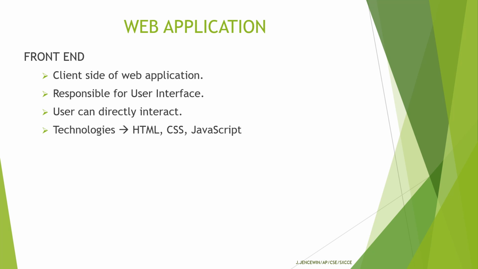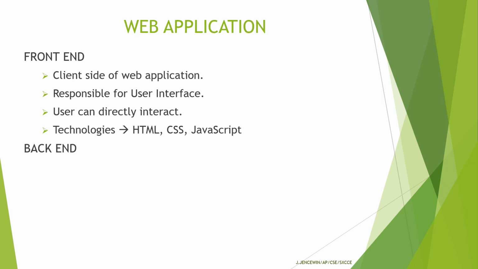The second one is CSS, cascading style sheets. This is used to apply different styles on your web pages. The third one is JavaScript. JavaScript is a scripting language, mainly used to create interactive web applications. For example, when we press a button, we want it to do some action. For creating interactive web pages or interactive components, we use JavaScript in the front end.